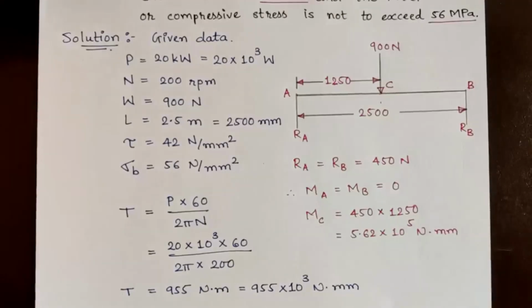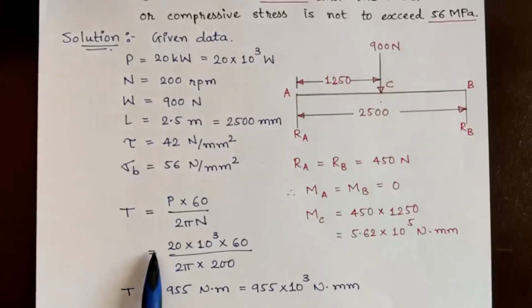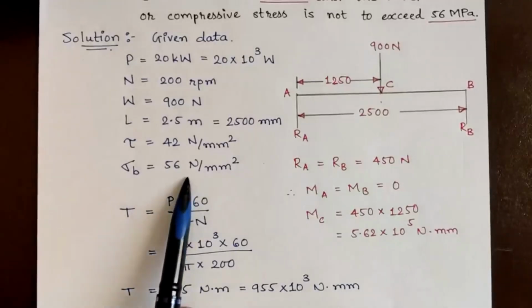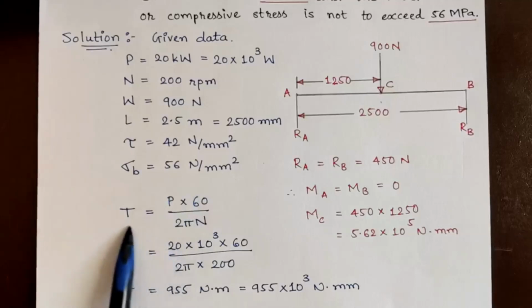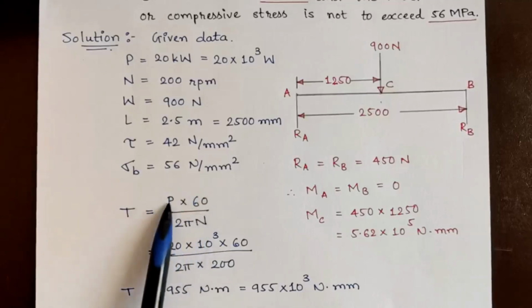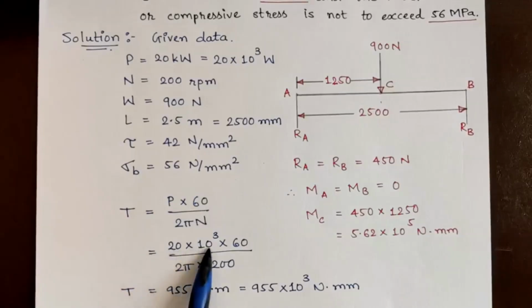First we have to find the torque and bending moment. To find the torque, power and rpm are given in the data. So we can use the equation P is equal to 2 pi N T by 60. Here P is power, 20 into 10 raised to 3, multiplied by 60, divided by 2 pi into rpm, which is 200.